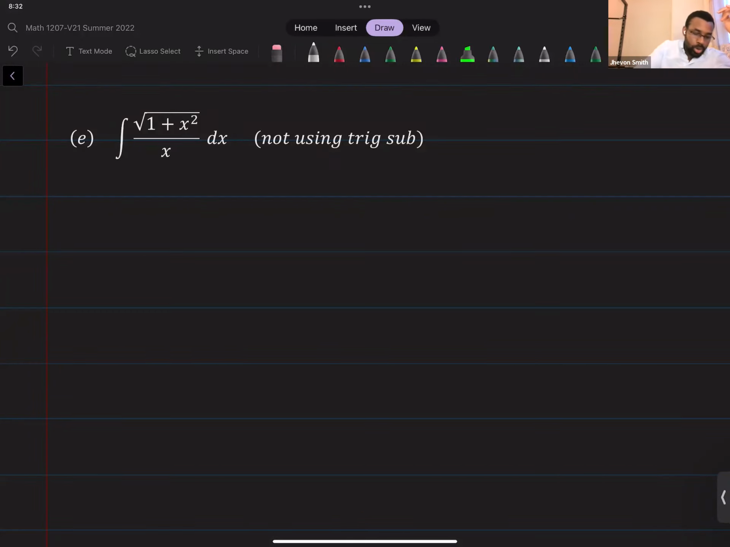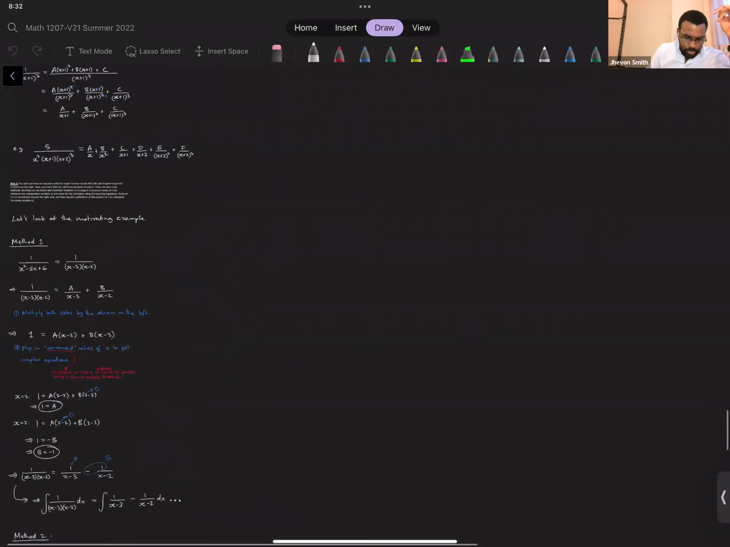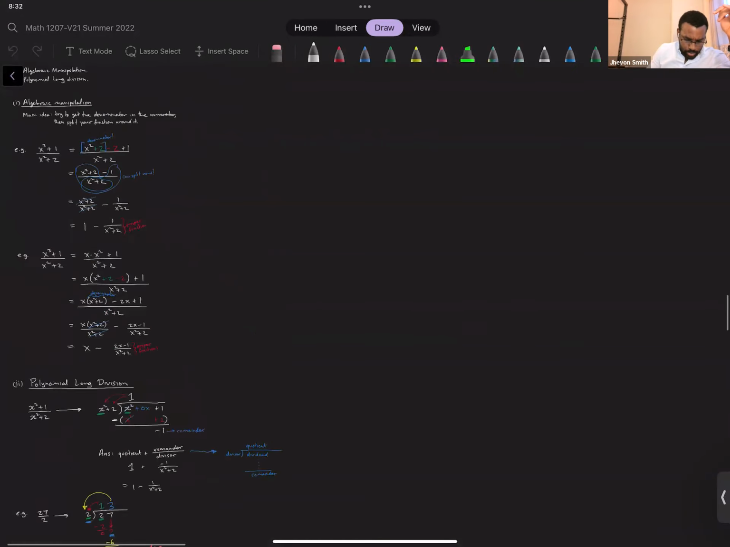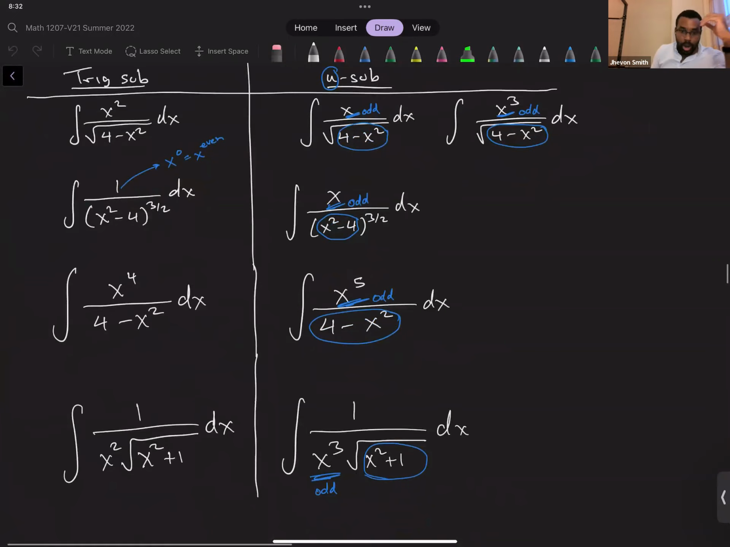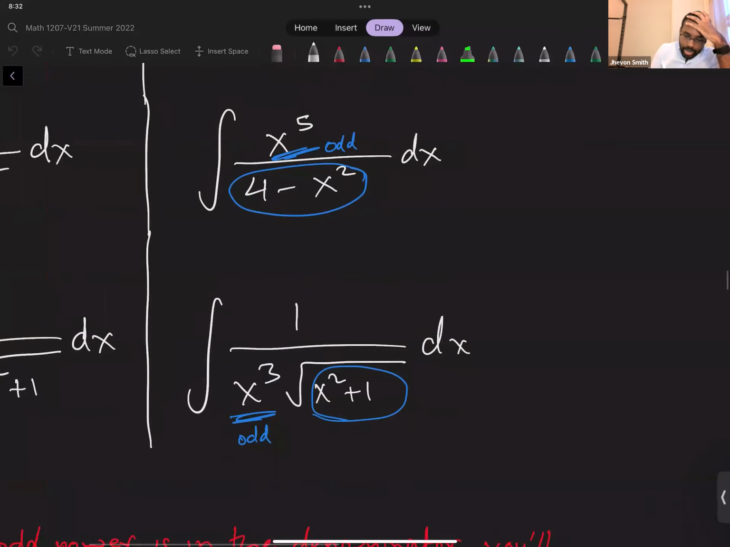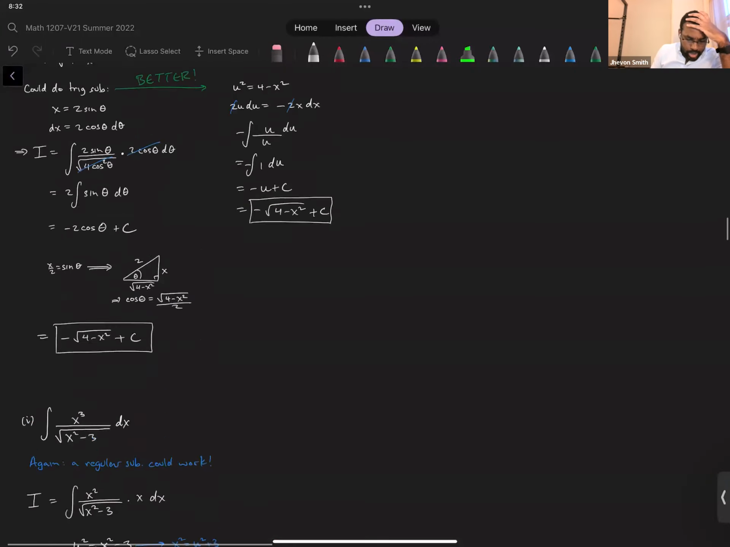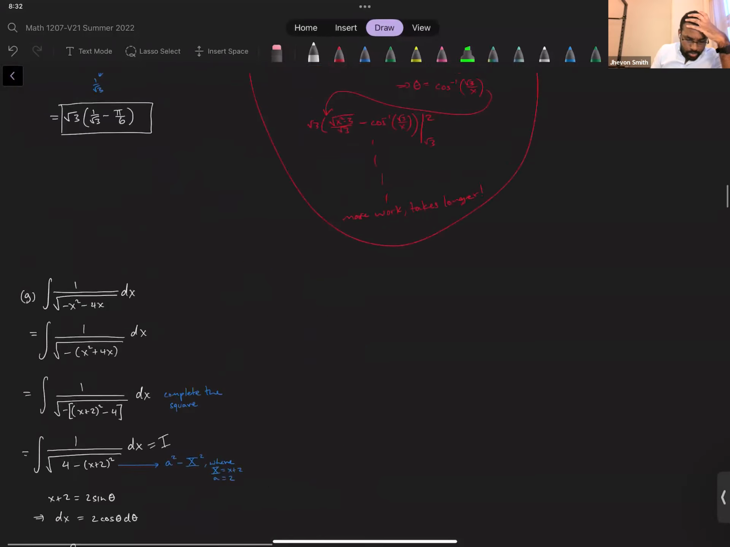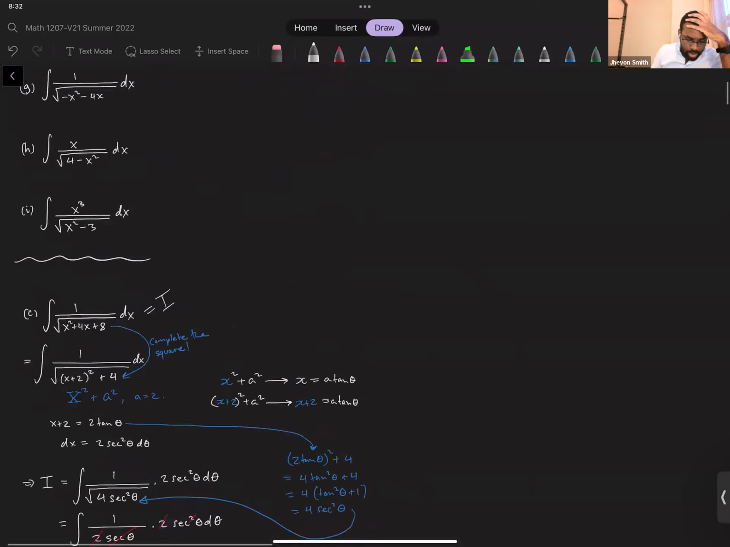Now, remember when we were doing trig sub, one of the things I mentioned is if you have an odd power either in the numerator or denominator, so like here you had this x cubed, then you don't need a trig sub. Some other kind of substitution would work. And we actually did, I want to say we did that example, or something super similar to it.